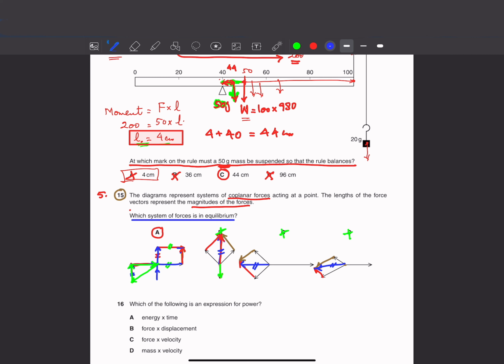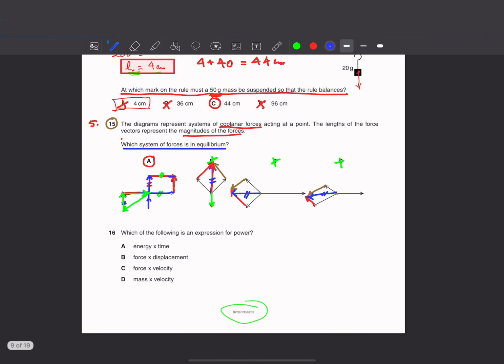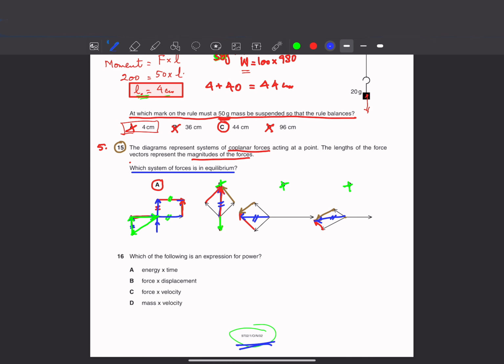Fine. So these are the two questions from the paper, October November 2.